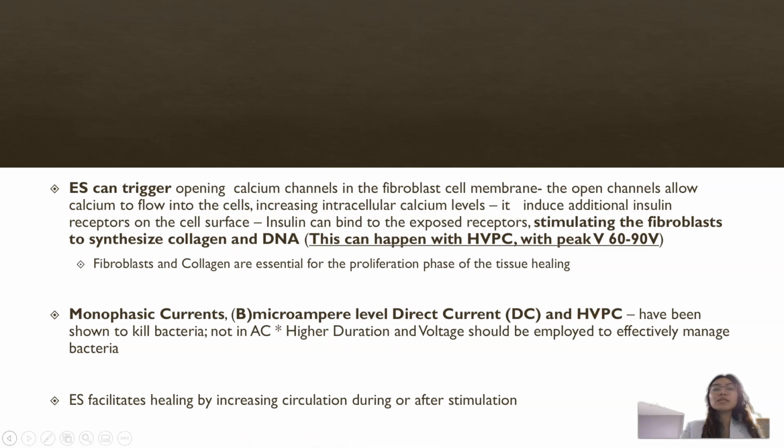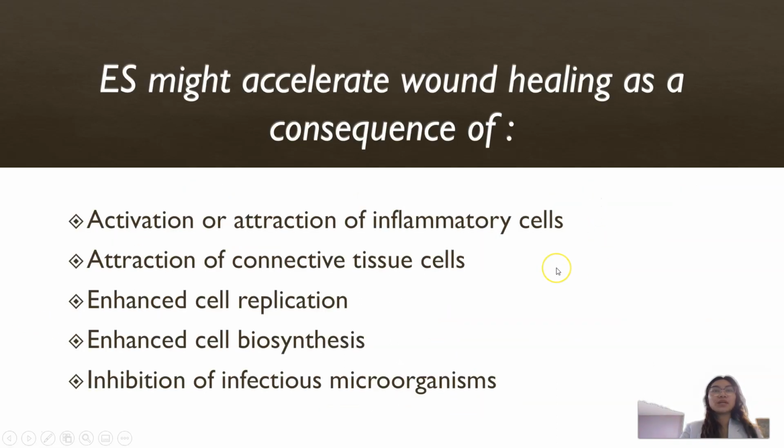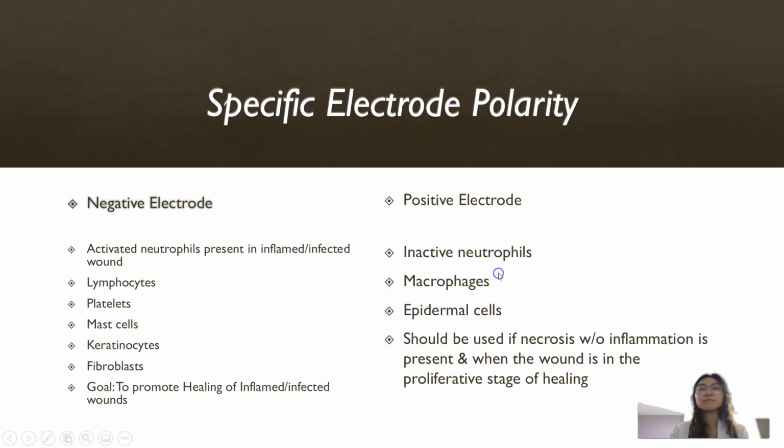Okay, so the ES facilitates healing by increasing circulation during or after the electrical stimulation. Okay, so ES might accelerate wound healing as a consequence of... so bakit niya na-accelerate yung wound healing? So, this is a consequence of activation or attraction of inflammatory cells, attraction of connective tissue cells, enhanced cell replication, enhanced cell biosynthesis, and inhibition of infectious microorganism. Ito yung pinaka-importante sa lahat. No? Inhibition of infectious microorganism.